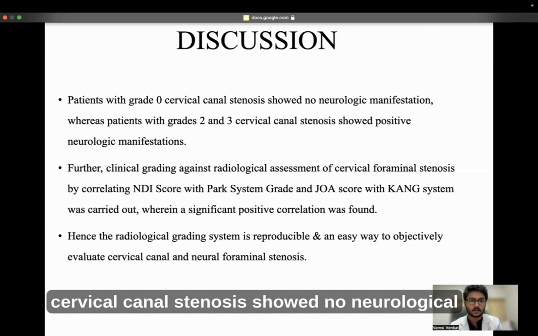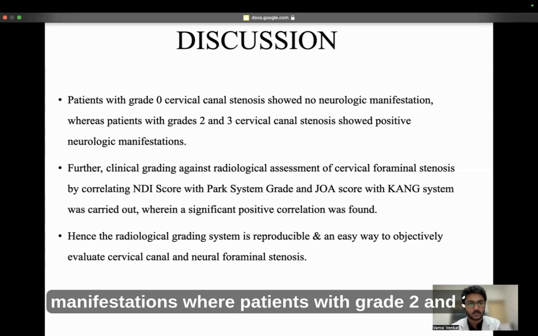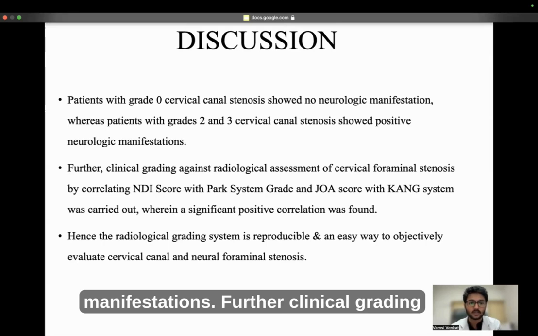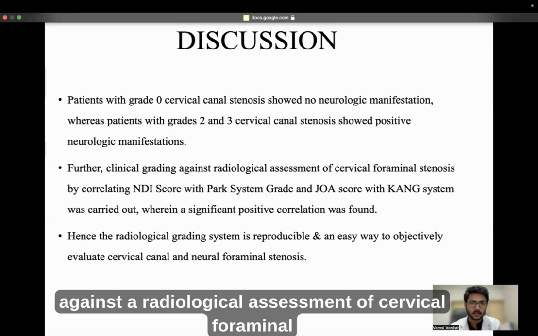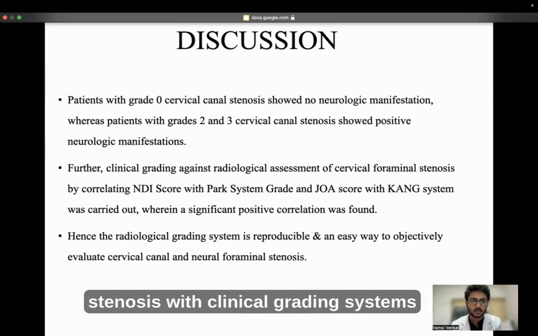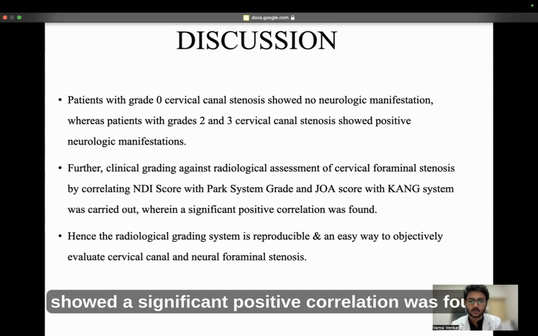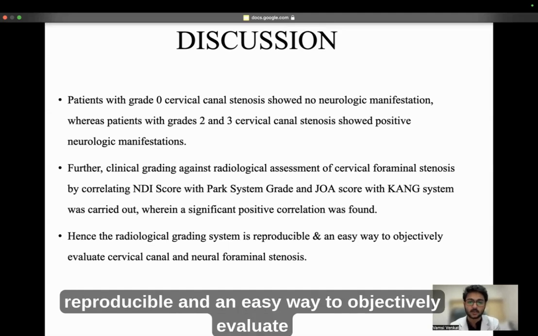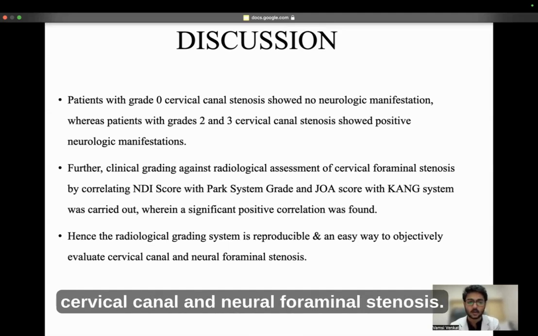Patients with grade 0 cervical canal stenosis showed no neurological manifestations, whereas patients with grade 2 and 3 stenosis showed positive neurological manifestations. Further, radiological assessment of cervical foramen stenosis against clinical grading systems showed a significant positive correlation. Hence, the radiological grading system is reproducible and an easy way to objectively evaluate cervical canal and neural foramen stenosis.